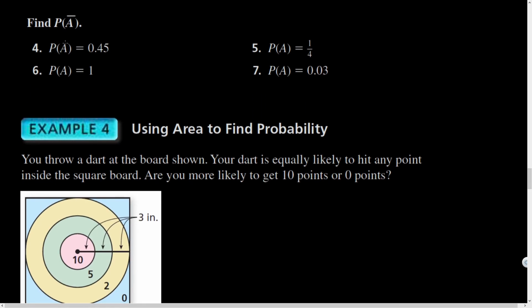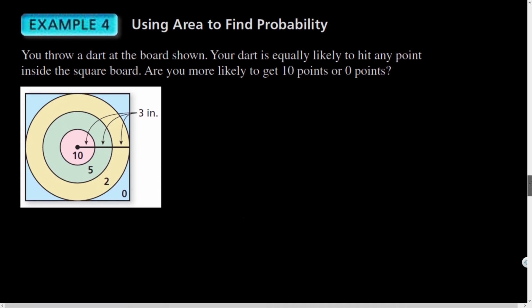Here we go. Probability of not A would just be 1 minus 0.45, so that's 0.55. Right, 1/4. Its complement would be 3/4. The complement of 1 would be 0. Complement of that would be 0.97. Boom. All right, not bad, not bad.